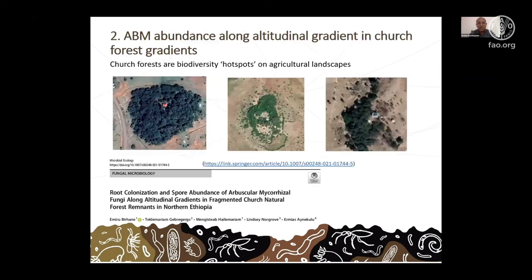So next slide, please. This is the second work, and that's also a link to the paper, which was published just last week, very fresh. In this case, it's a typical thing that if you come to the highlands of Ethiopia, you find very dark spots in Google Earth or in satellite images. And you may wonder, what are these black spots? These black spots are oftentimes the Ethiopian Orthodox Church remnants, because in the churches, you don't cut trees, you keep them as much as possible.